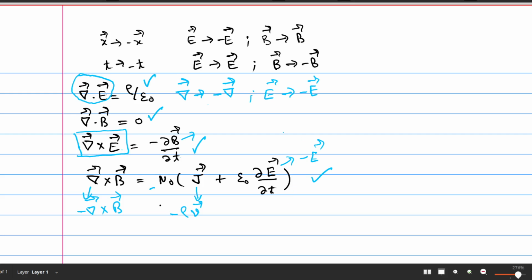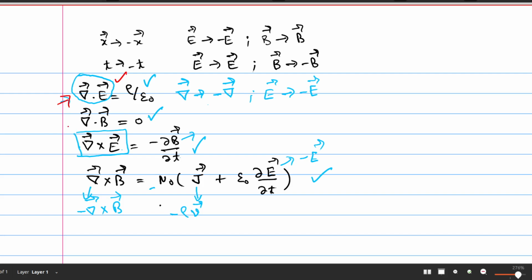Now if we consider time reversal, then under time reversal this first equation is invariant because under time reversal E is unchanged and del is also unchanged, therefore the left hand side of this equation is unchanged. And on the right hand side we have charge density, which is not affected by time reversal, therefore this equation remains invariant under time reversal.